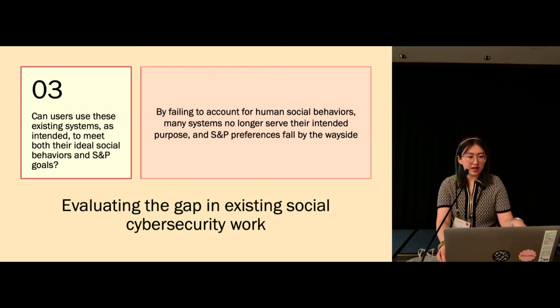And finally, the last question: can users use these existing systems as intended to meet both their ideal social behaviors and SMP goals? And once again, typically no. So I'll go back to passwords and personal devices again. They're not designed to be shared, but people do it anyway. And since these devices and passwords fail to account for human social behaviors, these systems no longer serve their intended purpose. And this shift in intent also means that SMP preferences fall by the wayside.